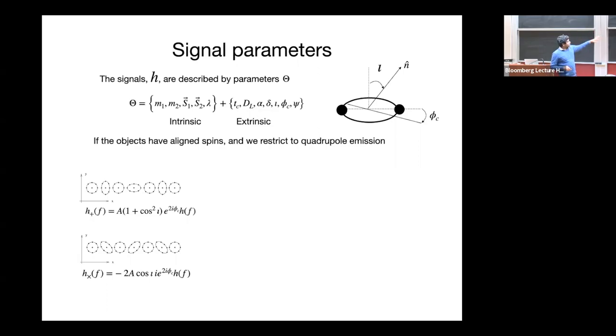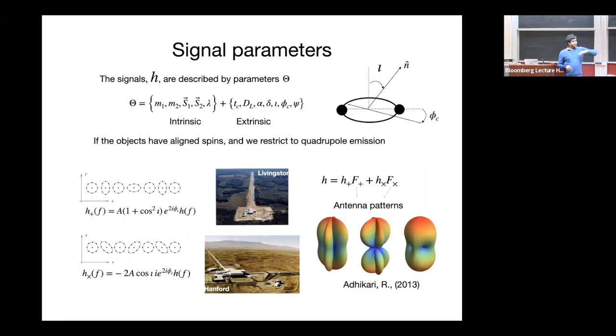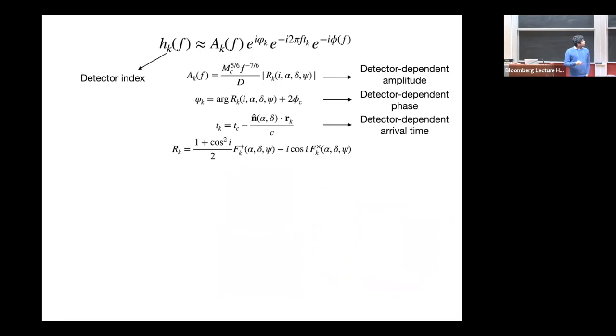And then what a detector actually sees is a linear combination of these two polarizations with particular coefficients decided by the antenna pattern of the detector at the location where the merger is. So there are these F plus and F cross, which are just scalar numbers. So overall, if you just look at the signal as it appears in a detector, if you just take h of f, which is some complex number at each frequency, the amplitude A of f is a simple power law of frequency, as I mentioned before.